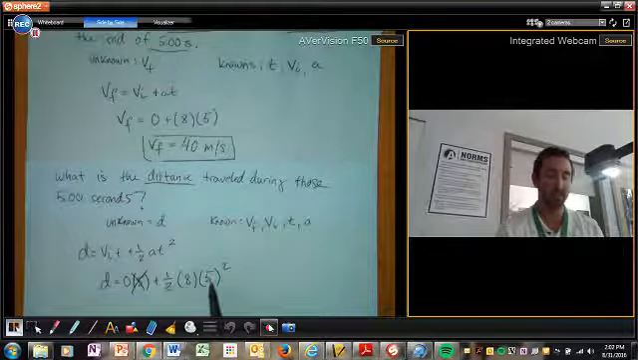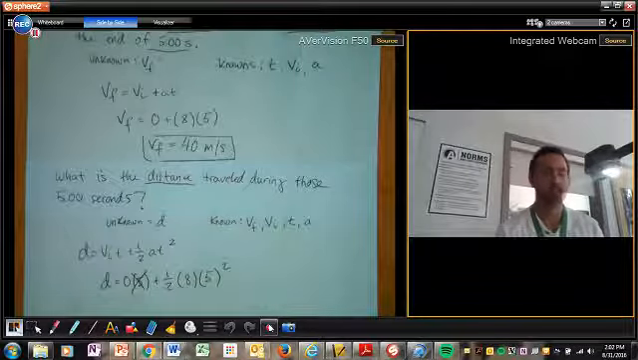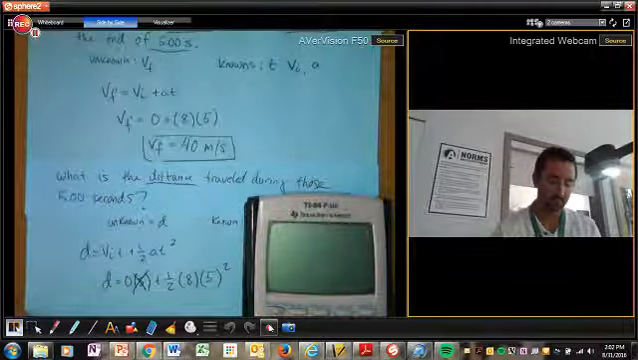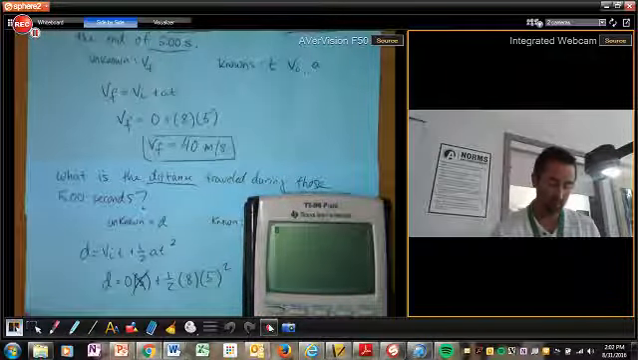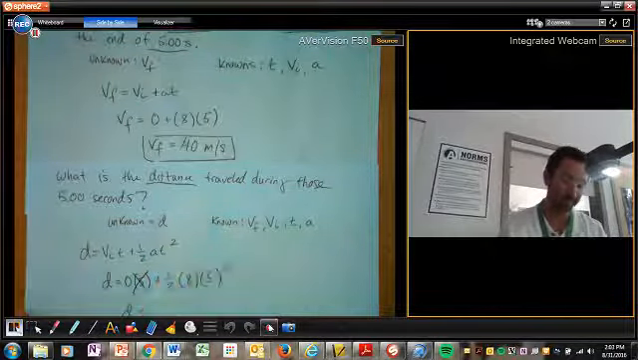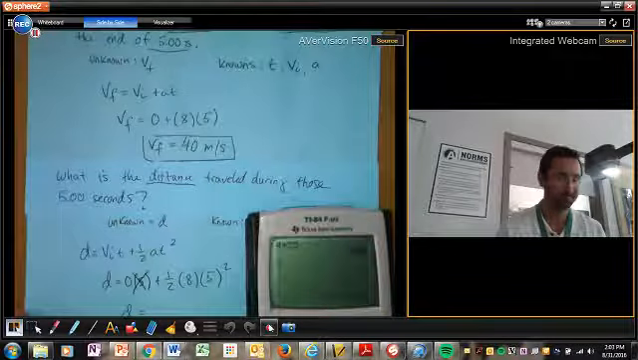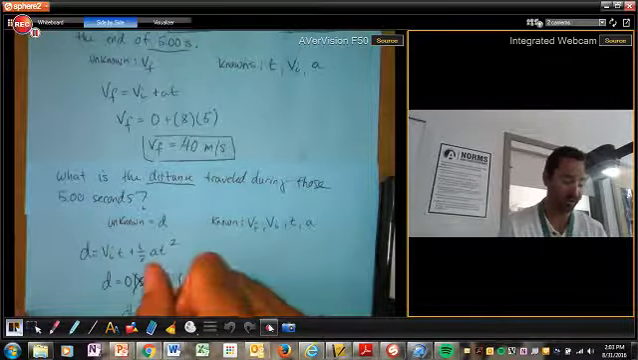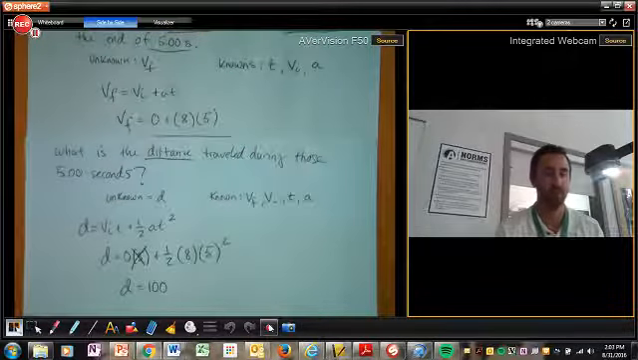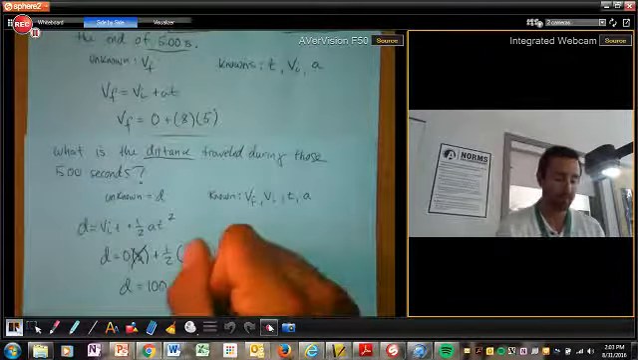Anybody got that on their calculator? 8 times 25. It's not 8 times 25. It's 200 times 1/2, so 100. So D is equal to 100. What are my units? It doesn't matter unless I have units. Meters. Okay?